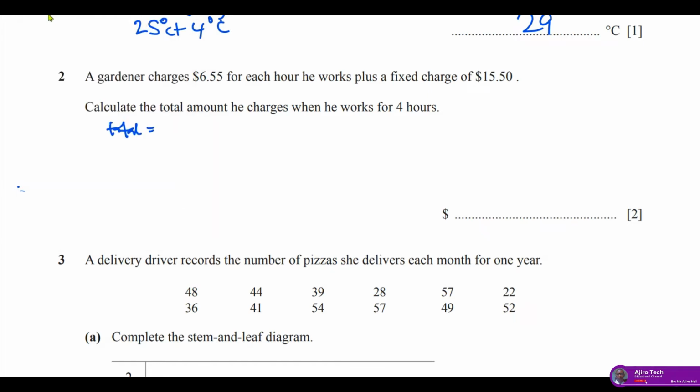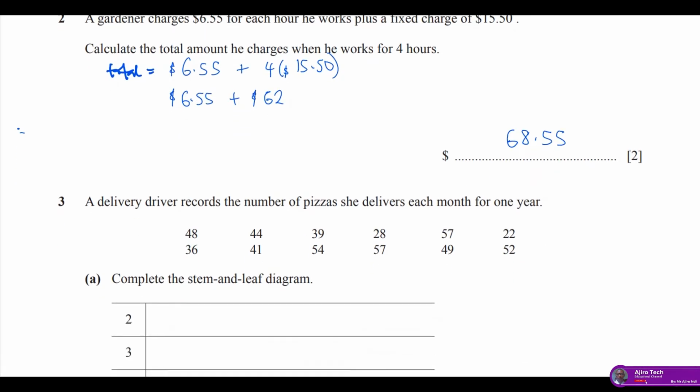So total is, he has a fixed price 15.50 plus for 4 hours it charges 6.55 for each hour. So you have 15.50 plus, this is 24 plus 2, 26. So you end up having 68.55. 68.55 should be our value now.